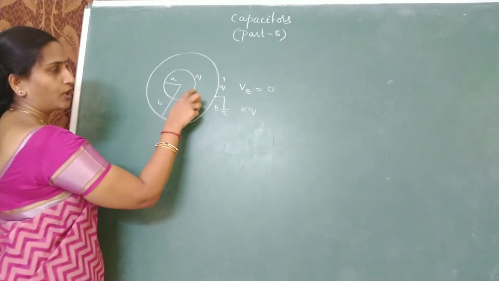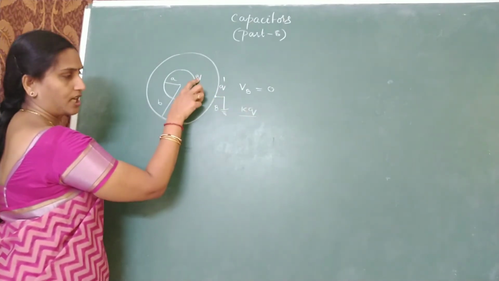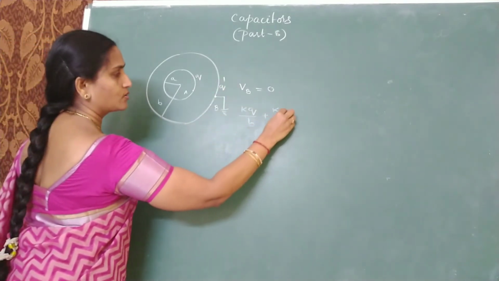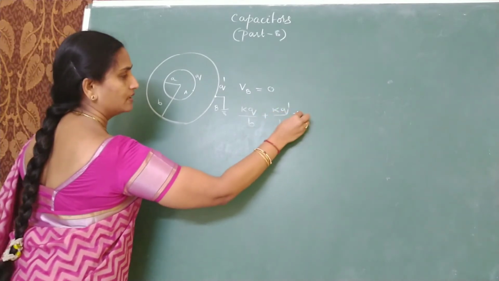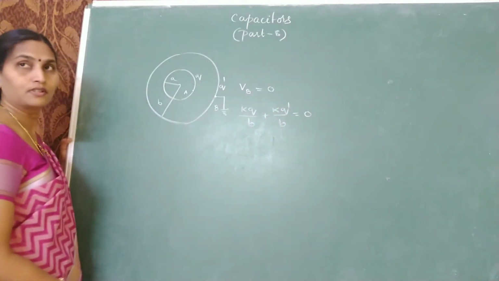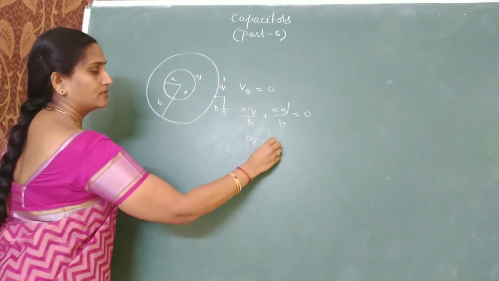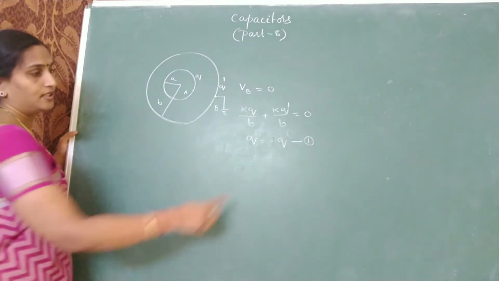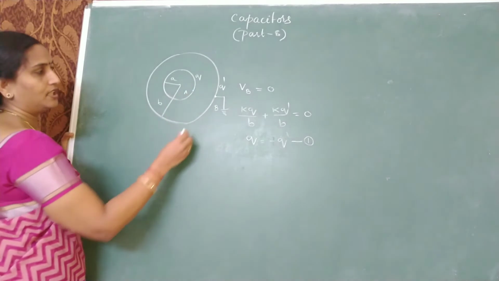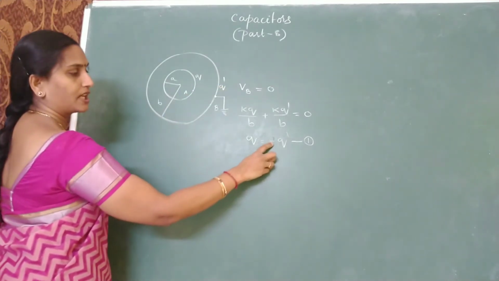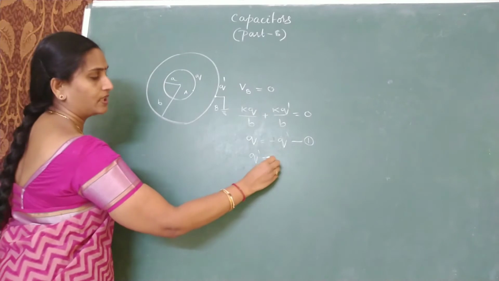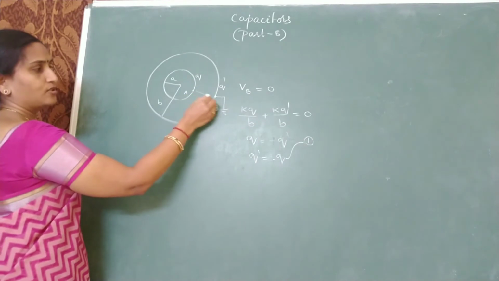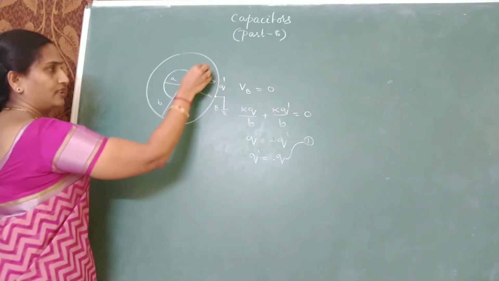Since for Q the point is outside, the potential due to the charge Q is KQ by B. And the potential due to Q dash is also KQ dash divided by B. The sum has to become 0. This implies Q is equal to minus Q dash, call this equation 1. Now that means equal and opposite charges are induced. So the value of Q dash we have got as minus Q. Now since it is minus Q, there is a field directed from positive to negative.